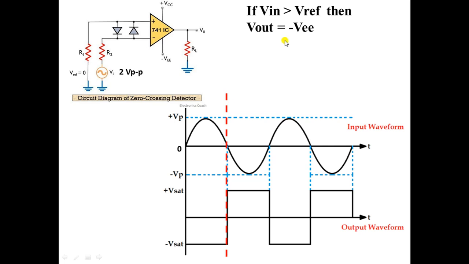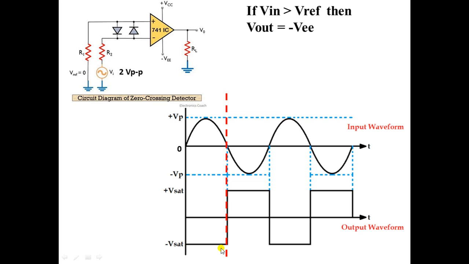Okay, so in this case this is satisfied. V in is greater than V reference, so V out is minus VEE. So what will be V out here? Minus V saturation, which is nothing but minus VEE. Clear? Here V in is greater as compared to V reference which is 0. So that is why your output is minus VEE.